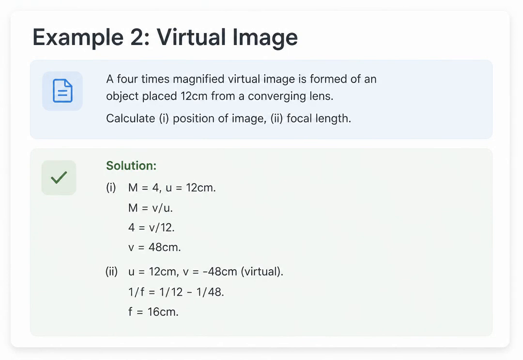In another scenario, suppose we have a virtual image that is 4 times magnified, with the object at 12 centimeters. Since magnification is 4, the image distance v is 4 times 12, or 48 centimeters. Because it is a virtual image, we use negative 48 centimeters in the lens formula. Solving for the focal length f gives us 16 centimeters.